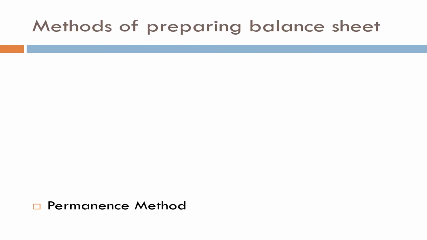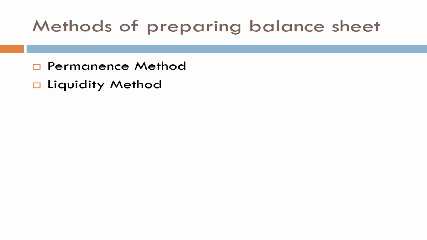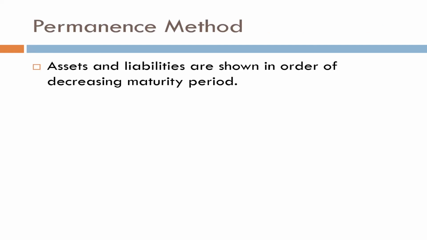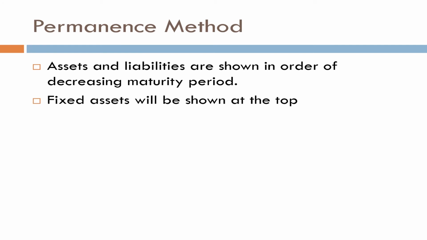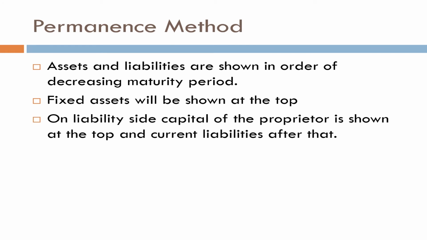There are two methods to prepare the balance sheet of a sole proprietor form of business. The first one is the Permanence Method. Assets and liabilities are shown in order of decreasing maturity period. On the asset side, fixed assets are shown on the top, followed by current assets. On the liabilities side, the capital of the proprietor is shown on the top, followed by long-term liabilities and current liabilities.